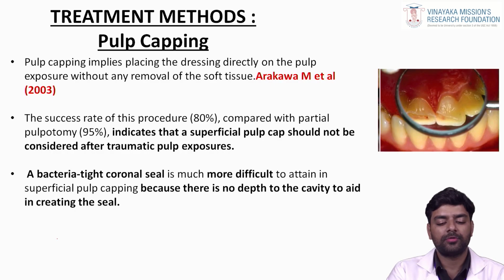The success rate of this procedure is 80% compared with partial pulpotomy at 95%. This indicates that superficial pulp capping should not be considered after traumatic pulp exposures. A bacterial tight coronal seal is much more difficult to attain in superficial pulp capping because there is no depth to the cavity to aid in creating the seal.